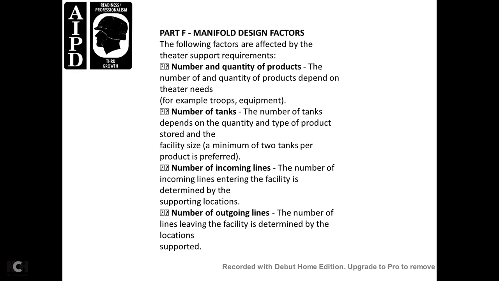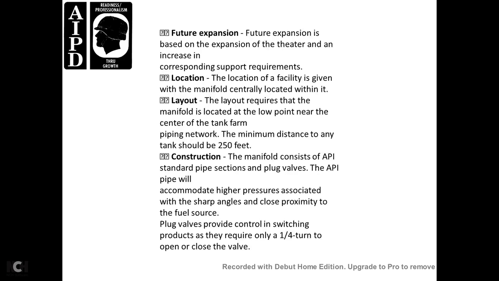Part F, manifold design factors. The following factors are affected by theater support requirements: the quantity of the product, depending on theater needs, for example, the troops and equipment; the number of tanks, depending on the quantity and the type of product stored and the facility size, with a minimum of 2 tanks per product preferred; the number of incoming lines entering the facility, determined by the support location; and the number of outgoing lines leaving the facility, determined by the location supported.